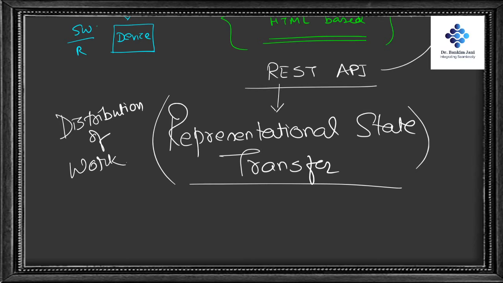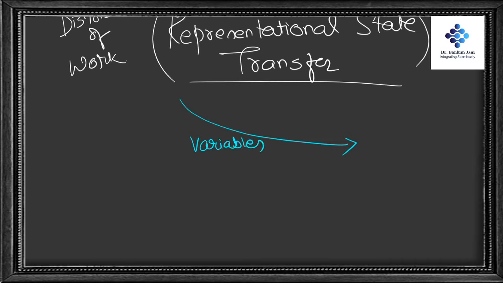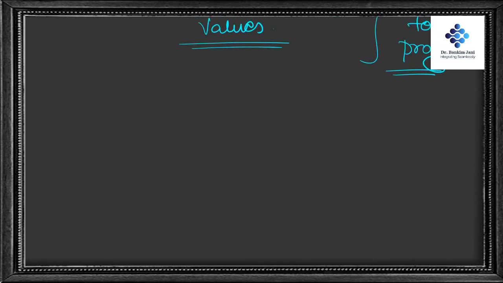Now let's take it one step ahead and see what this REST API would do. This REST API will be transferring all those variables and values, and then they can be used for programming. Now I'll give you one example. Though we are deviating from the topic slightly, it's not a problem.